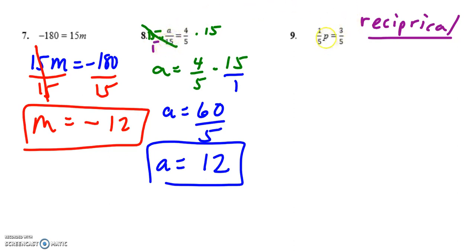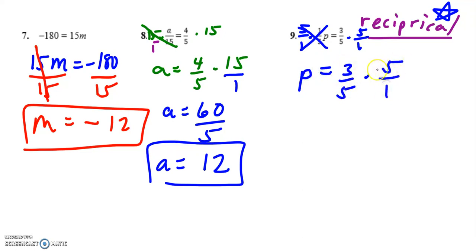So if I come over here, if I have 1/5 and I need to get rid of the 1/5 because I need to get the p isolated, if we multiply this side by 5 over 1, the 5's are going to cross out and so are the 1's. But whatever I do to this side, I have to do to this side as well. So over here, if we multiply by that lovely reciprocal, the 5's cross out, the 1's cross out, so I'm left with p equals 3/5 times 5 over 1.